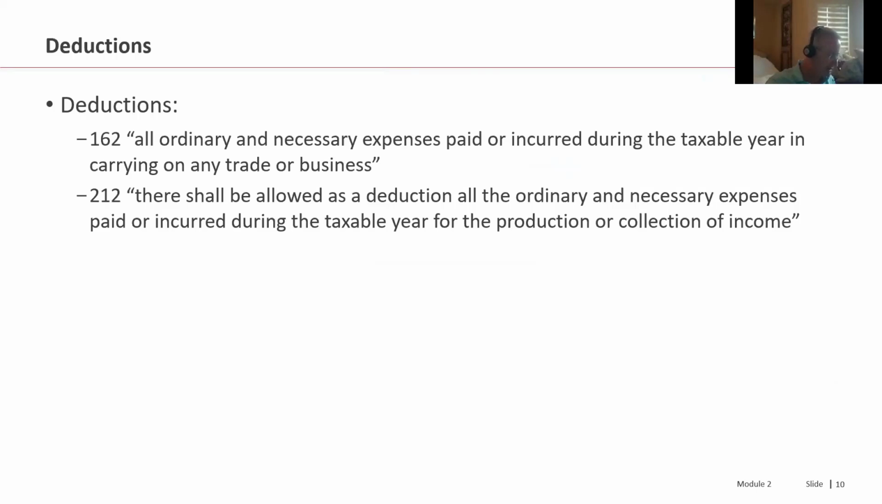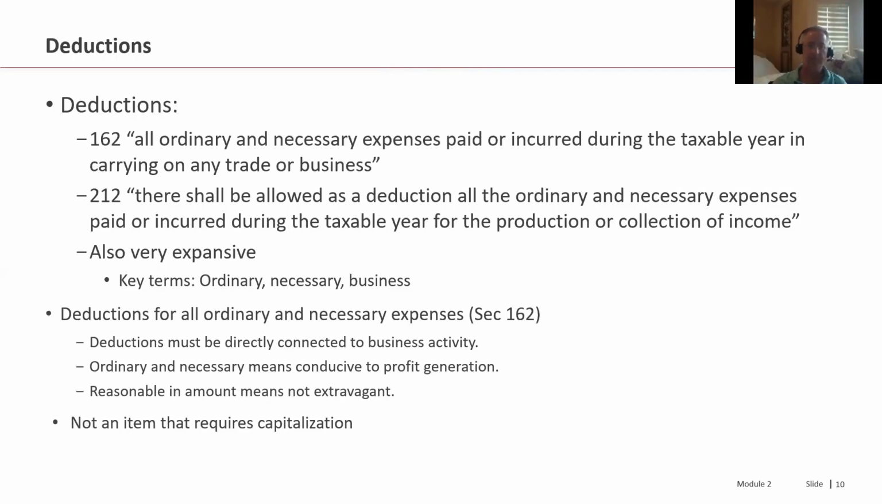So those are actually two different things. And we're not going to get too caught up in what those differences are, but notice that the terms are very expansive. All ordinary and necessary expenses are deductible if they're related to business. So ordinary, necessary, and business are the key terms. So deductions for ordinary and necessary.